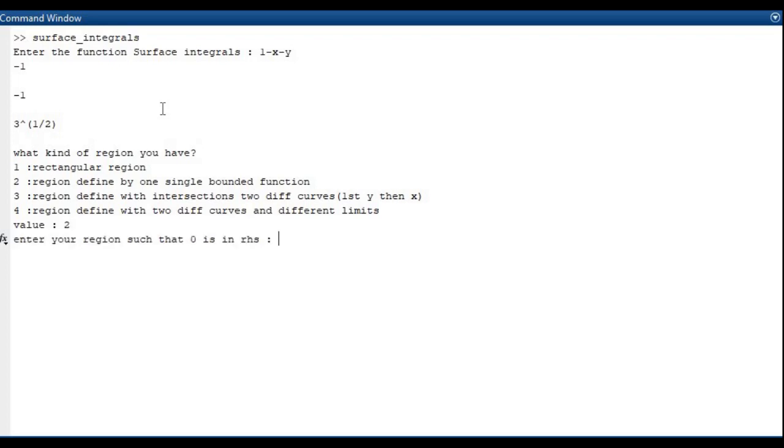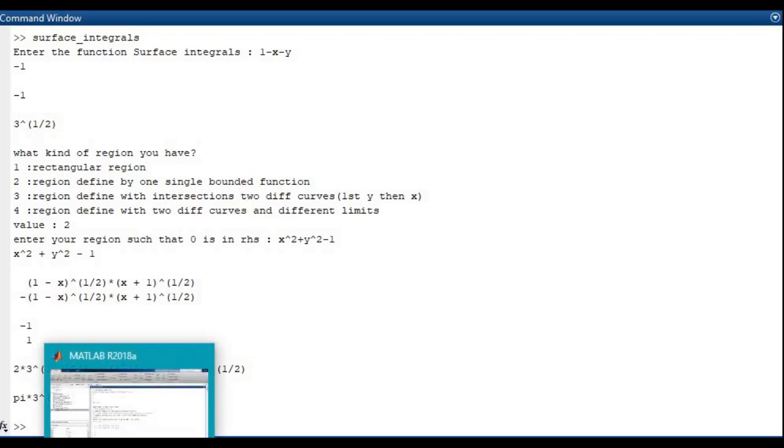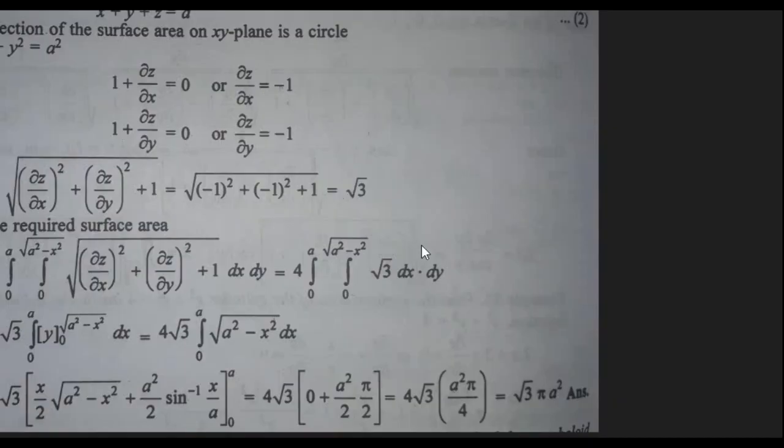And then you enter the region. So the region is x square plus y square minus a square, but a is 1, so x square plus y square minus 1, and then it will calculate. So the answer is root 3 pi, and the answer given in the question is root 3 pi a square, but a is 1 here, so we can conclude that the answer is correct.